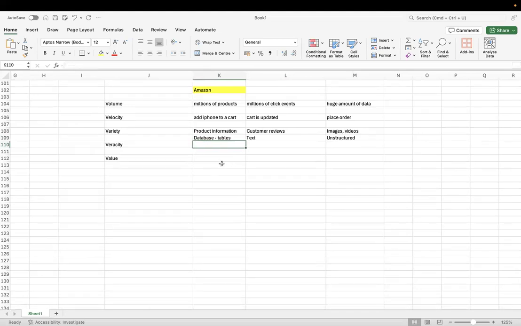Veracity means accuracy and trustworthiness, guys. Generally, when we see customer reviews, there is a high chance that some of the reviews might be fake. They are not genuine. They are not trustworthy, right?